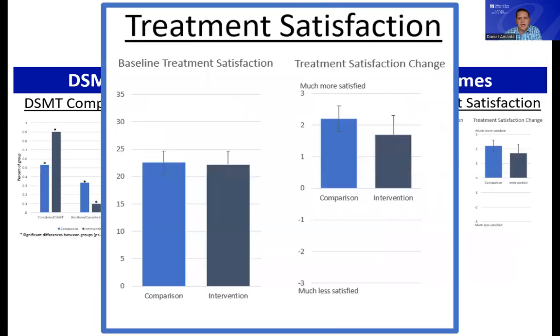In regards to treatment satisfaction, we found that both groups had high treatment satisfaction at baseline, with no differences in change in treatment satisfaction between groups at the follow-up visit.